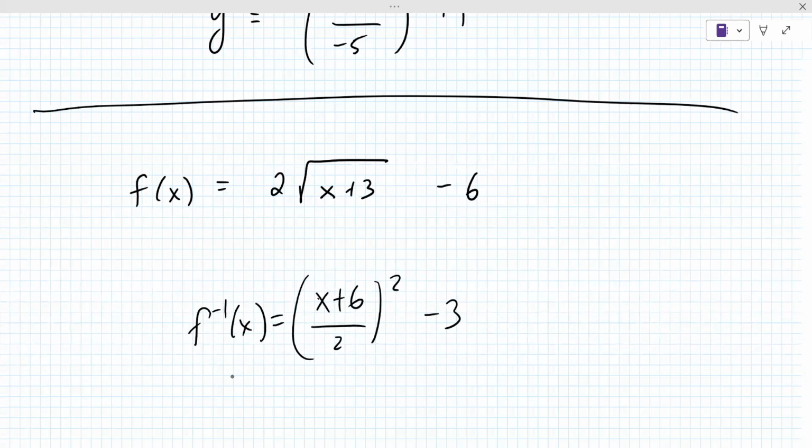All right. Don't forget to write f inverse. That's important. It's like getting all the way to the net and forgetting to score the goal. You don't want to do that.